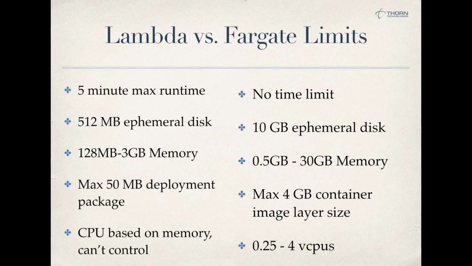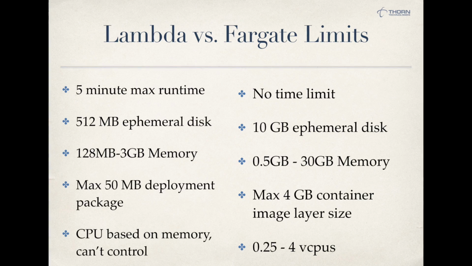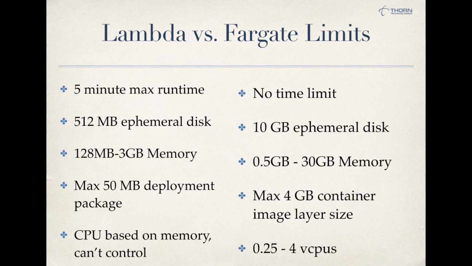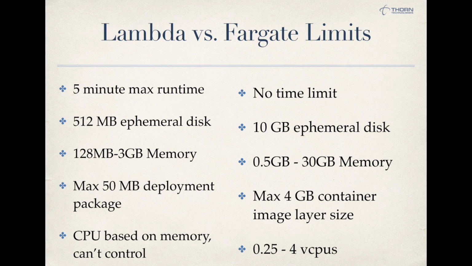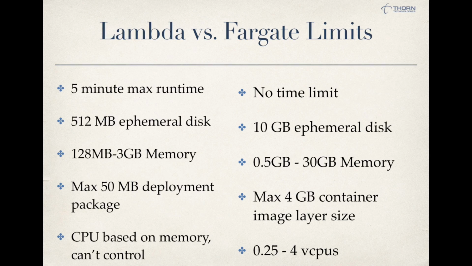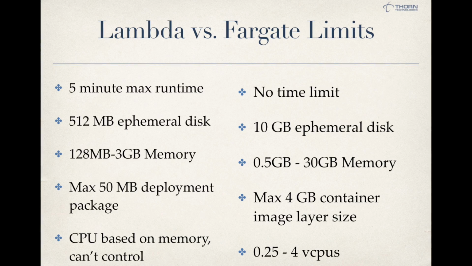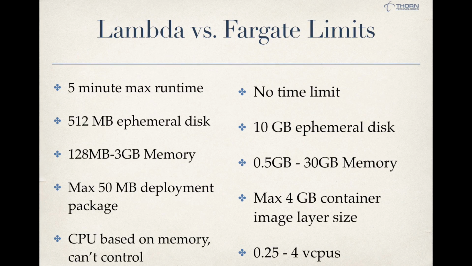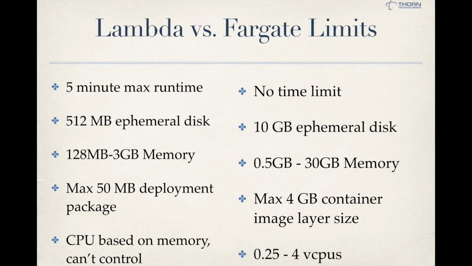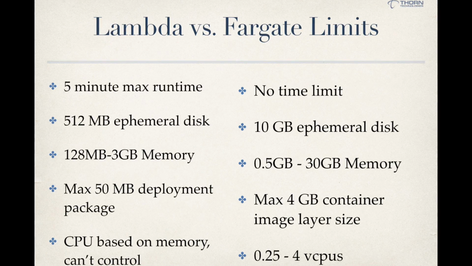Lambda also has a 512 megabyte disk that you can work with, while Fargate has a 10 gigabyte disk. Lambdas also have between 128 megabytes of memory to 3 gigabytes of memory, while you can go up to 30 gigabytes with Fargate. And also with Lambdas, you only have 50 megabytes of compressed code size you can work with. But with Fargate, you have 4 gigabytes of container image layers. So 4 gigabytes per layer, which I'll touch on later, what a layer is.